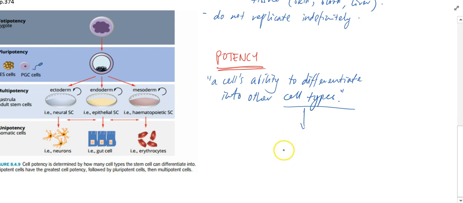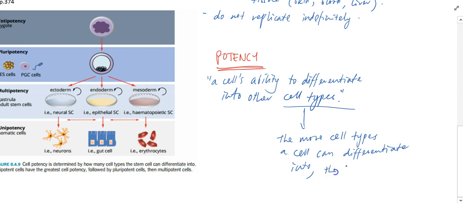So if a cell can differentiate into more cell types, then it has a higher potency. So the more cell types a cell can differentiate into, the higher the potency. Okay, so this is a key definition right there.